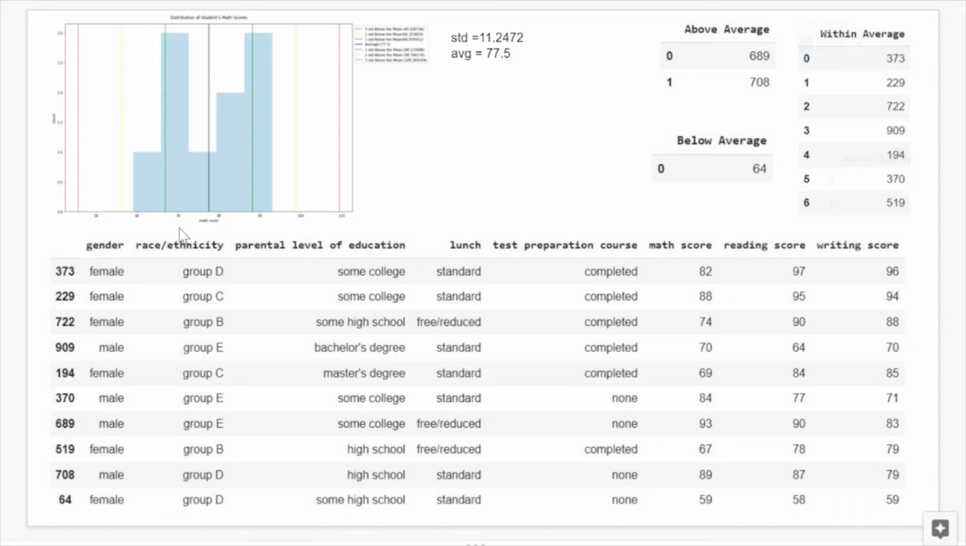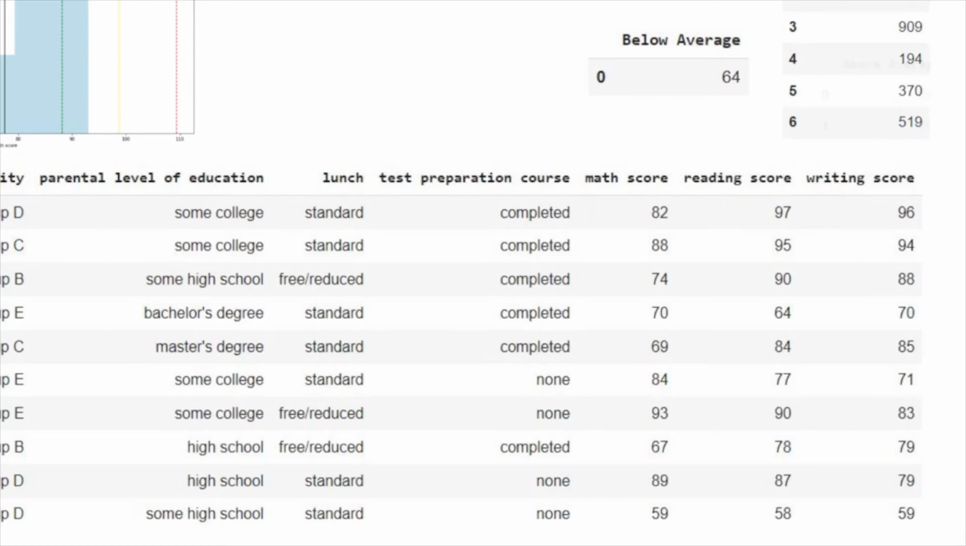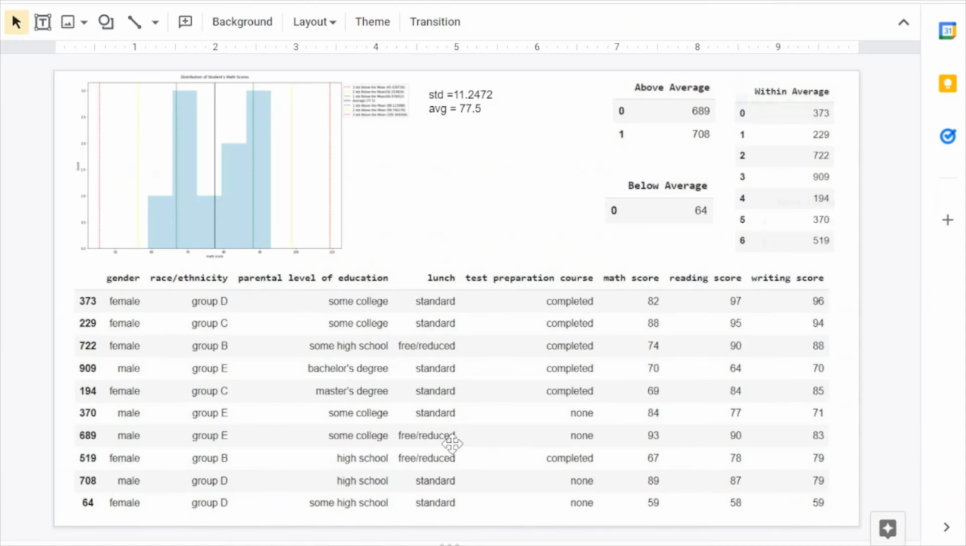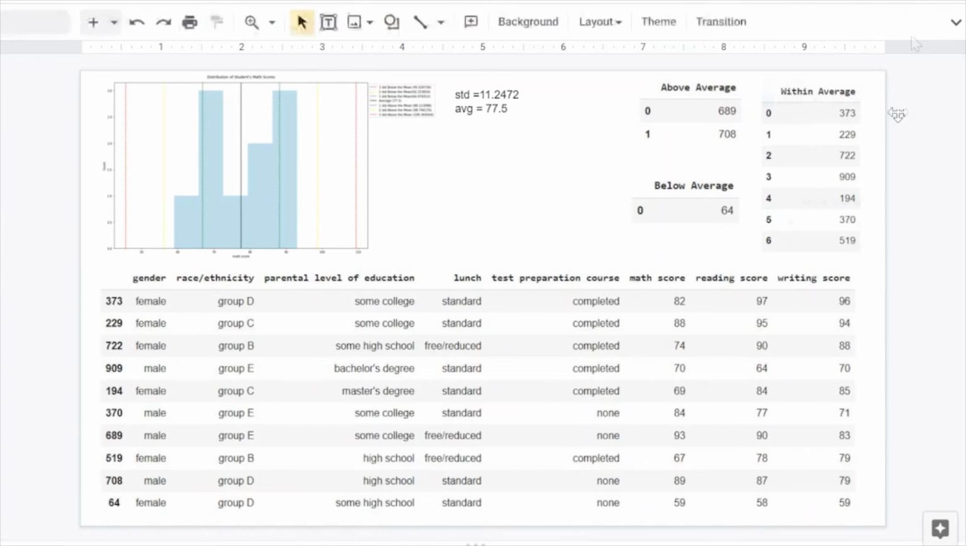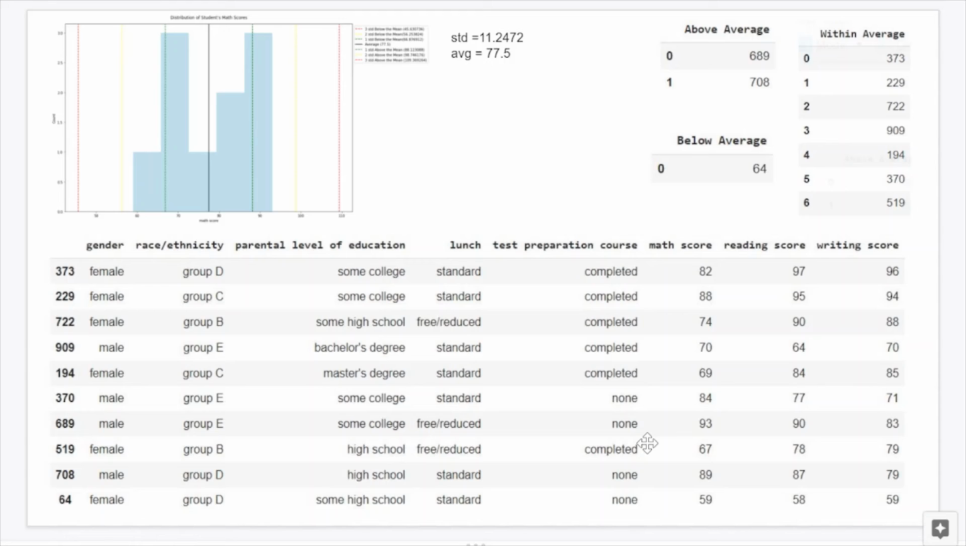Student 194 got a 69. If we take a look at 1 standard deviation below the mean, it's actually a 66.87. Okay, I had to zoom in a little bit there. So 1 standard deviation below the mean is a 66.87. So 69 is still within average because it is still within 1 standard deviation below the mean. So it's between this black line and this green dashed line right here. Okay, so student 194 is within average.